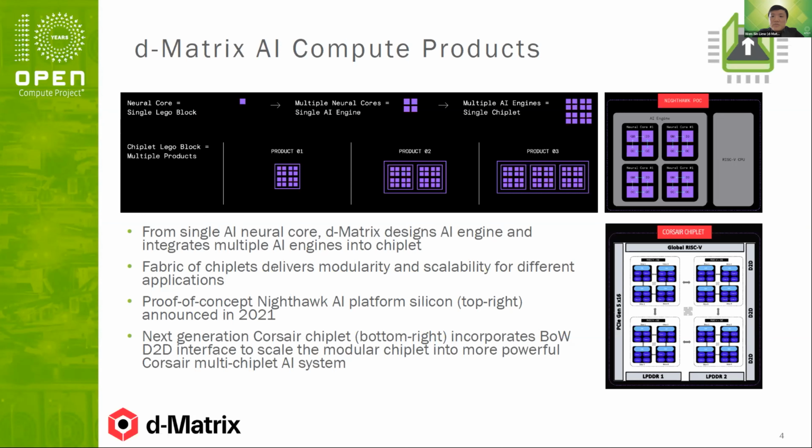The figure at the top right-hand corner shows the proof of concept Nighthawk AI platform silicon we announced last year. On the other hand, the figure at the bottom right-hand corner is the next generation Crosshair chiplets that we are developing. As you can see from the figure, these chiplets incorporate 3 sets of bunch of wire die-to-die interface. This die-to-die interface allows us to link multiple chiplets together and scale them into an even more powerful multi-chiplet AI system. Next, please.